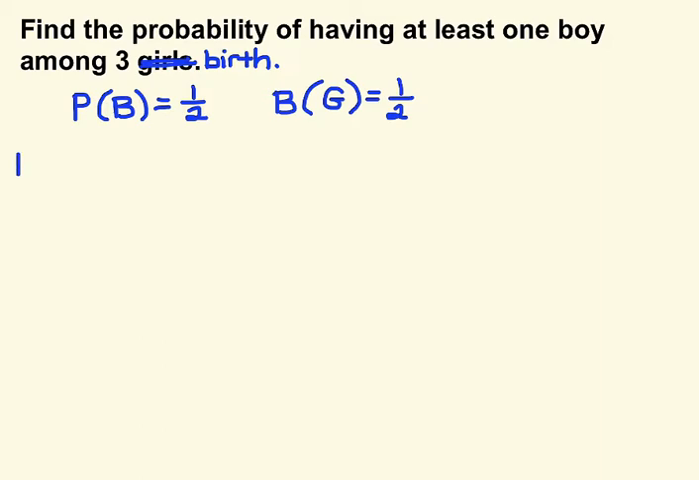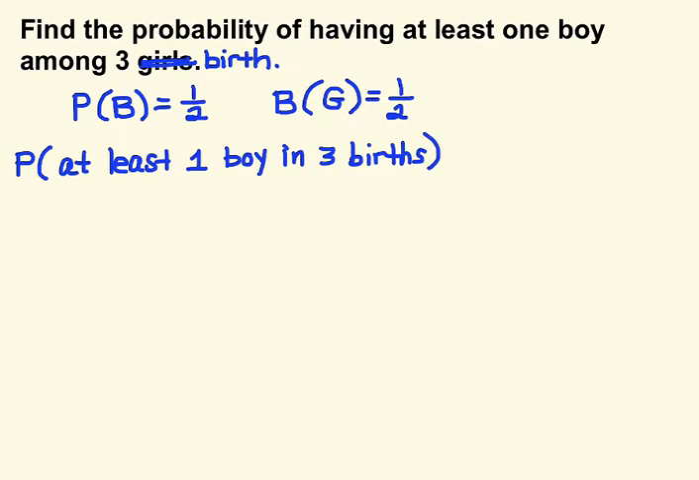If we want to know the probability among 3 births of having at least one boy in 3 births, well, if you think about that, the probability of having at least one boy in 3 births is equal to 1 minus the probability of the complement of having at least one boy in 3 births.